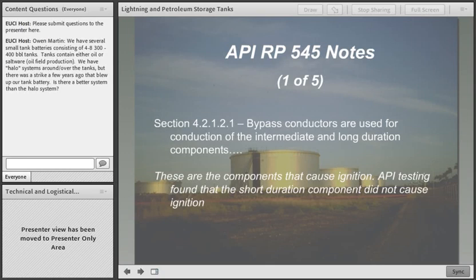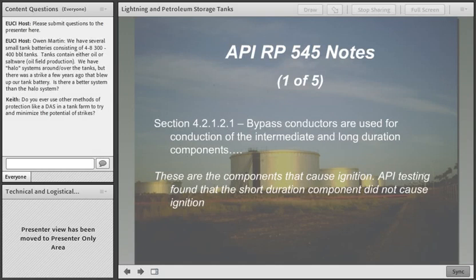I would also like to point out, we're getting close to the end of the presentation, that there are some fine point notes in API 545 that tank owners may be interested in. Here's the first one. In section 4.2.1.2.1, it says in the standard that bypass conductors are used to conduct the intermediate and long duration components. This statement comes directly out of the testing.